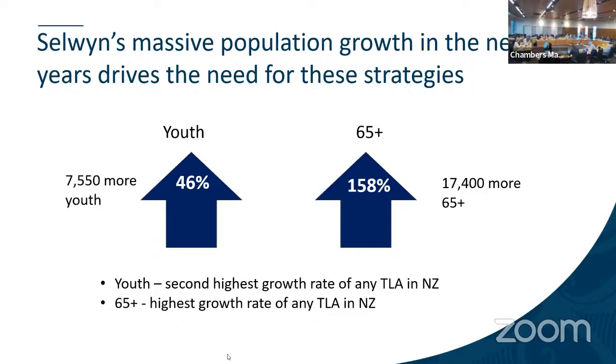This means that Sawan has the second highest youth growth rate of any TLA in the country. And the 65 plus growth rate is 158% for Sawan compared with 67% for New Zealand. This means that Sawan has the highest growth rate for older people of any TLA in the country. This massive growth in these populations drives the need for strategies that enable us to respond effectively to the needs of these groups.